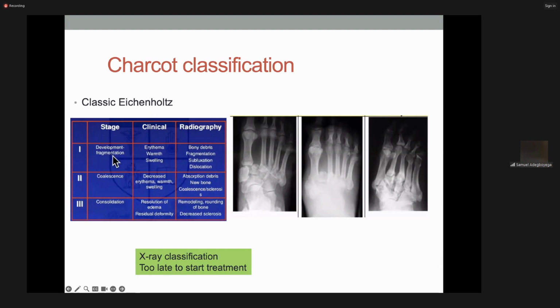And with stage 1 is fragmentation and dislocation. So basically what you're going to see on the X-ray, you're going to see fragmentation and dislocation or subluxation. And the foot is going to be red hot swollen. Okay. At that point with stage 1, it's way too late. Right? Coalescence basically is a reversal of stage 1 where you have decreased swelling, decreased erythema, everything is getting decreased. Okay. And also what you see is absorption of debris and new bone formation, sclerosis. Okay. And stage 3 is consolidation or remodeling. And basically you don't have any swelling, you have no erythema, you have no nothing. And basically what you see most of the time, something called rock bottom foot, and the bone is really hard.